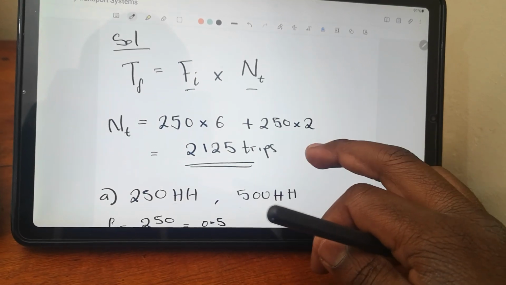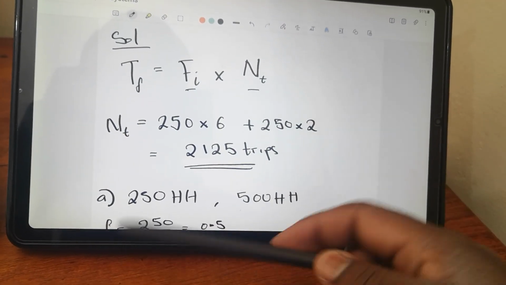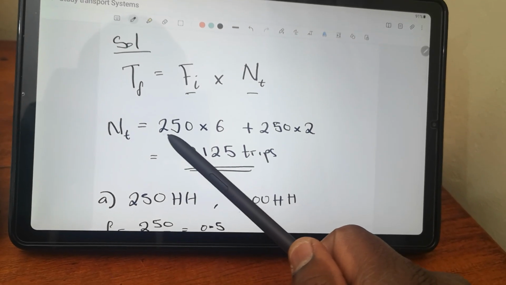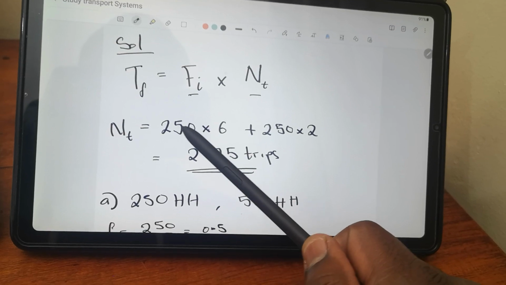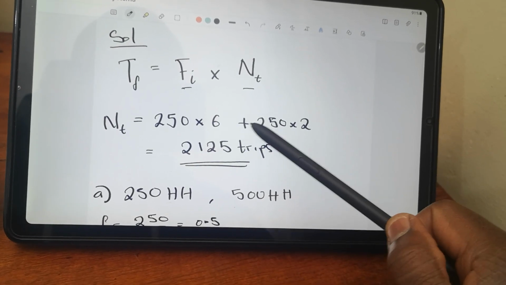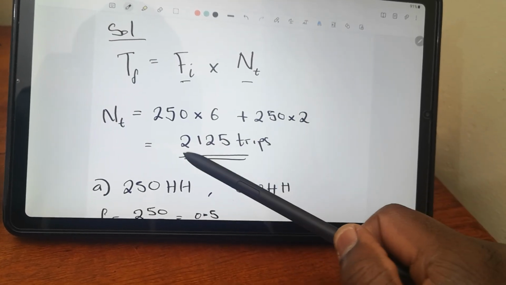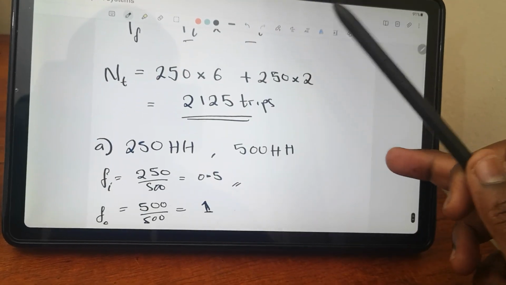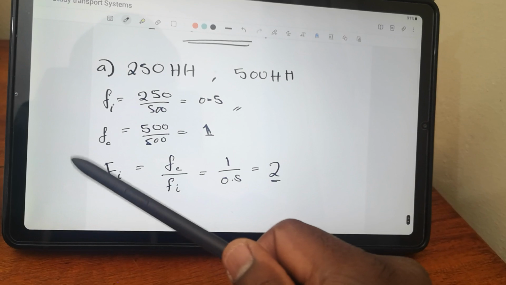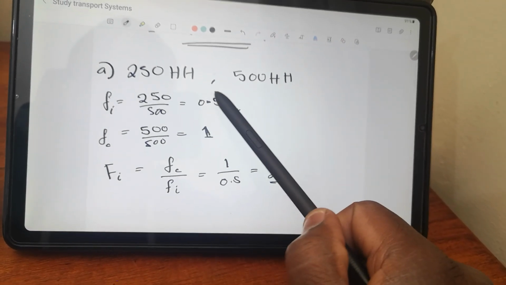We begin by calculating the present number of trips. The number of trips equals the number of households owning cars multiplied by the number of trips they make in a day, which is 6, plus the number of households not owning cars multiplied by the number of trips they make, which is 2 trips a day, which gives us 2,125 trips.